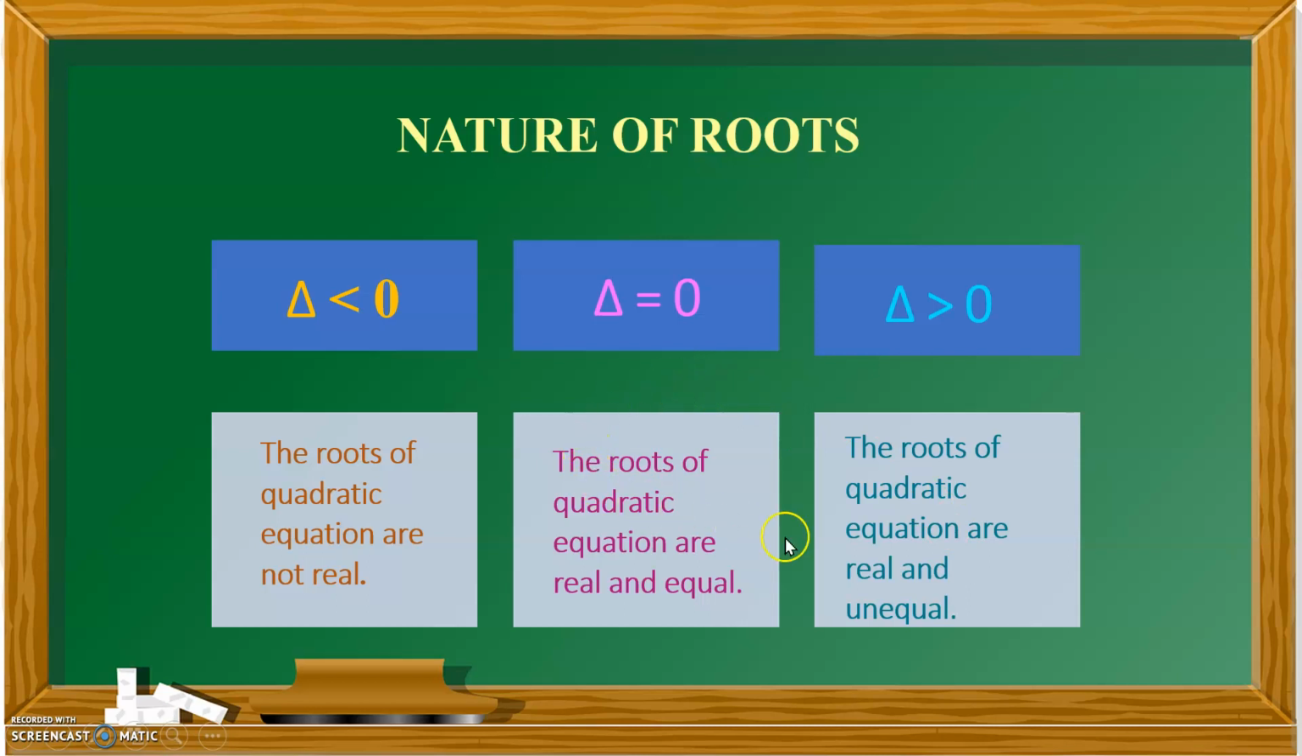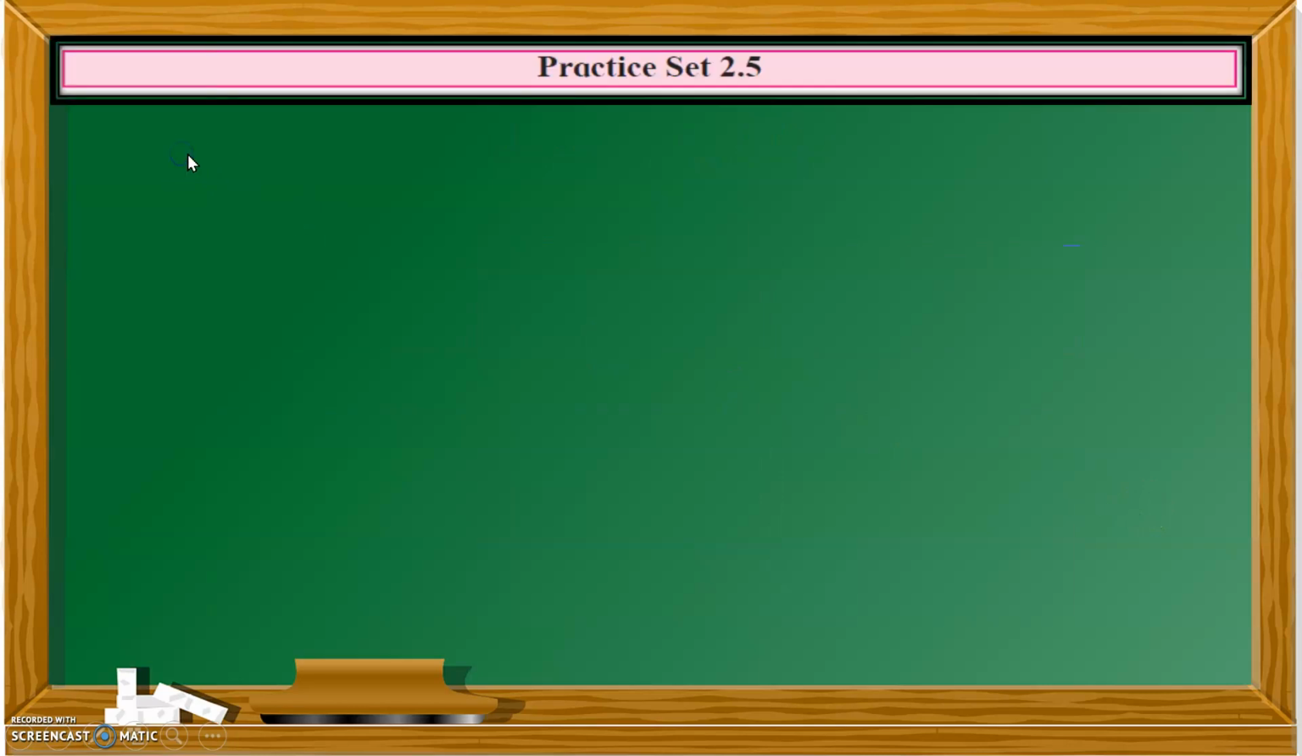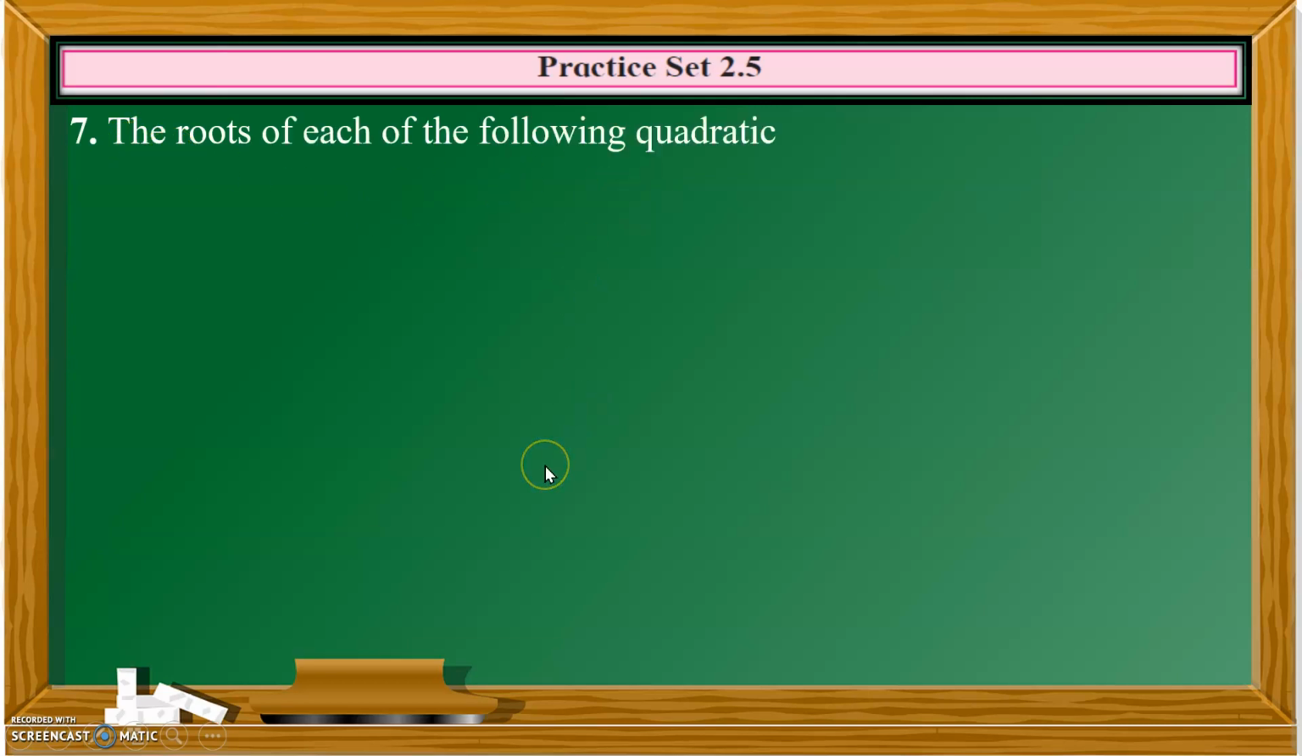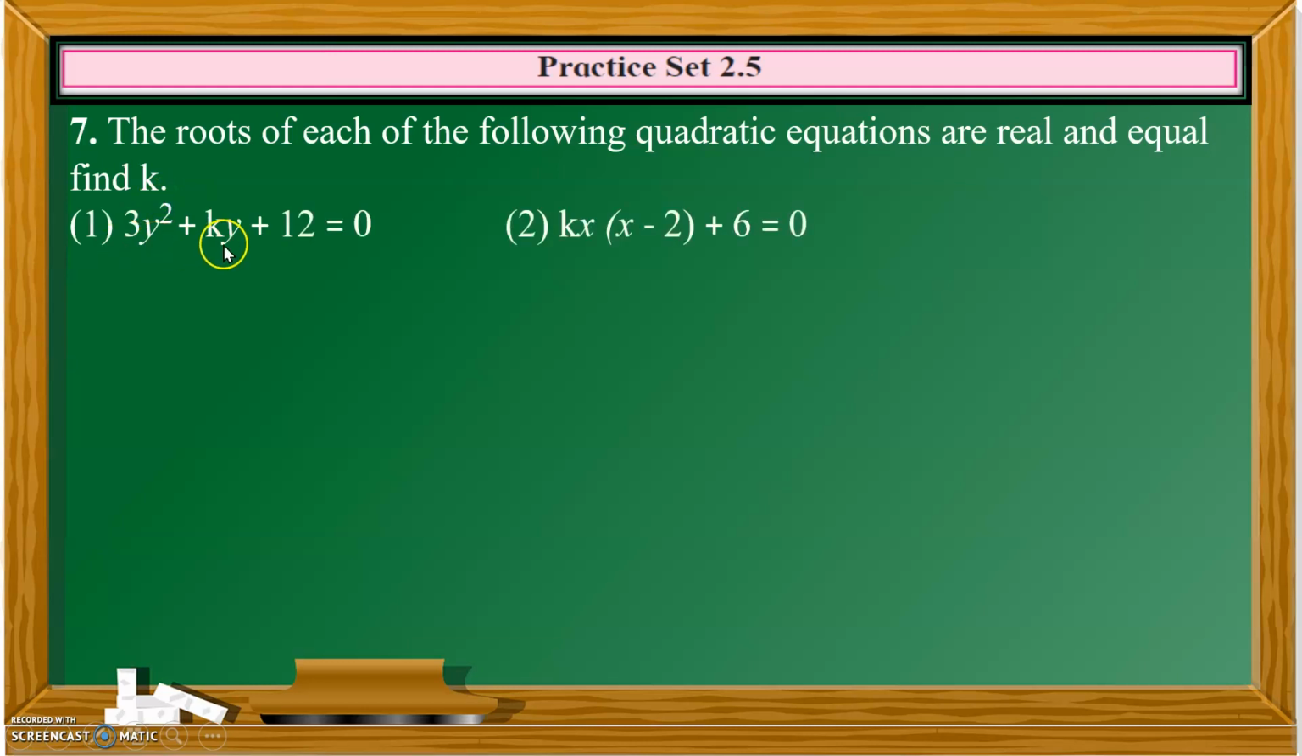Okay, using these properties, we shall solve question number 7 of practice set 2.5, which says that the roots of each of the following equations are real and equal. You have to find the value of k. These are the two equations in which you have to find the value of k. So we'll take one sum at a time, starting with the first question.